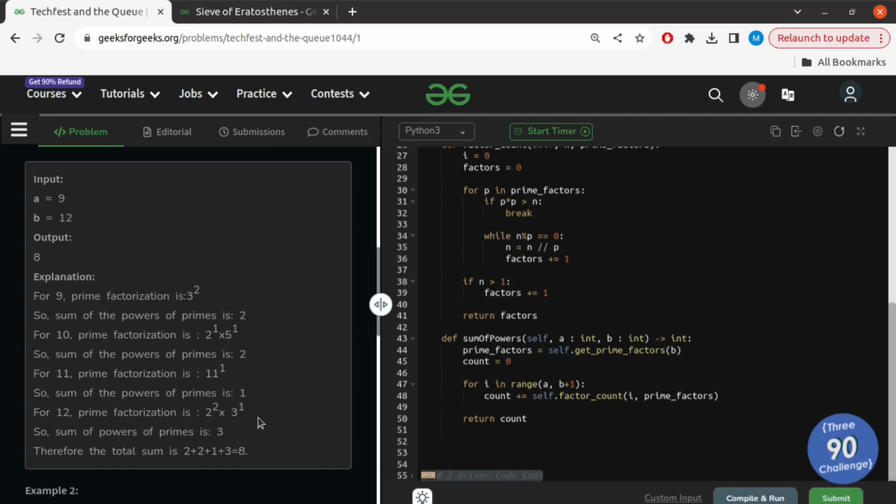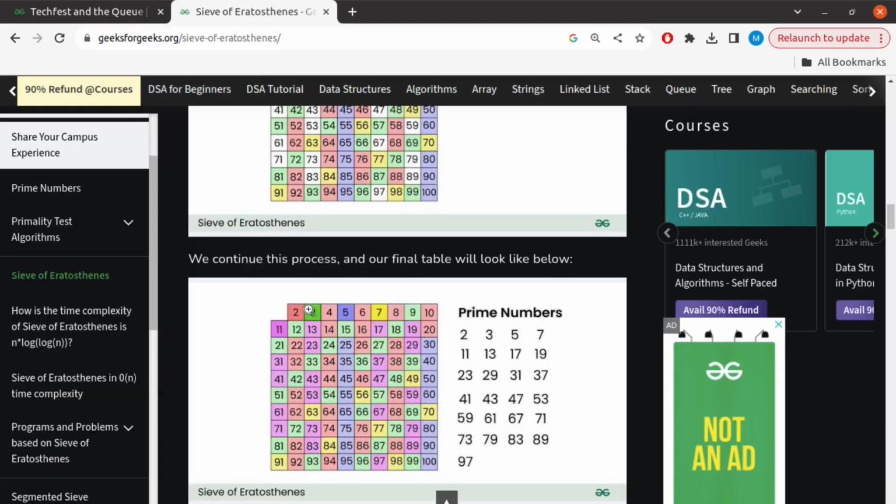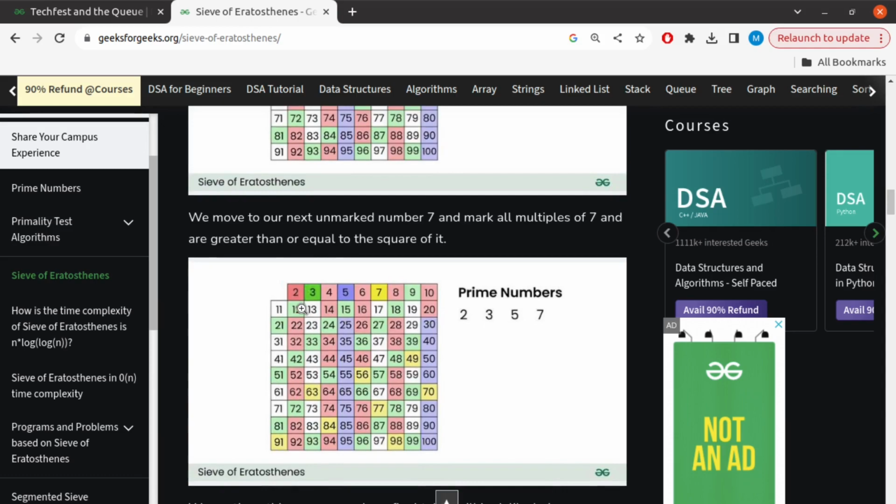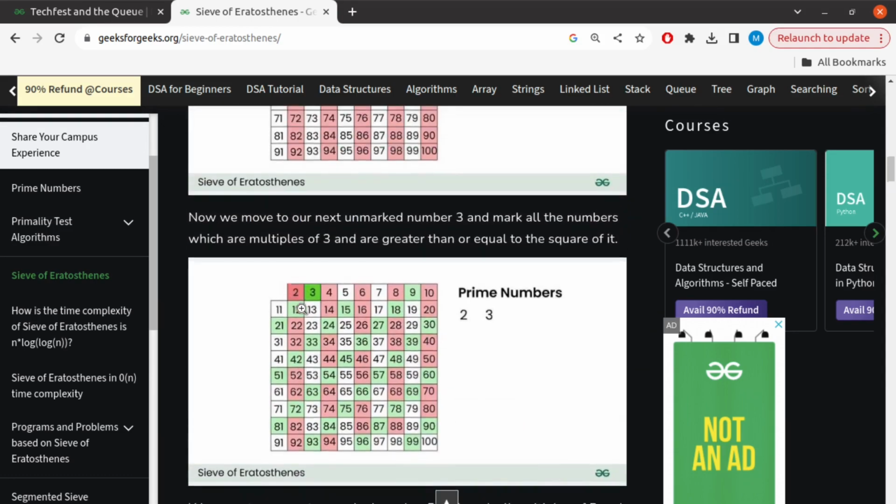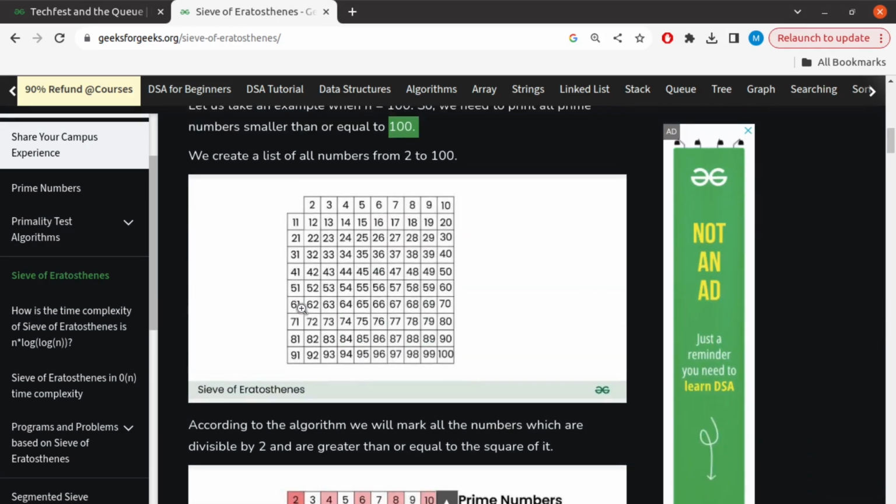In order to understand the solution of this problem, we need to understand a concept which is basically, given a number n, to list down all the prime numbers which are less than or equal to n. There is an algorithm for this, and that algorithm is the Sieve algorithm. Let us quickly understand this algorithm, because we will be using it in our solution.